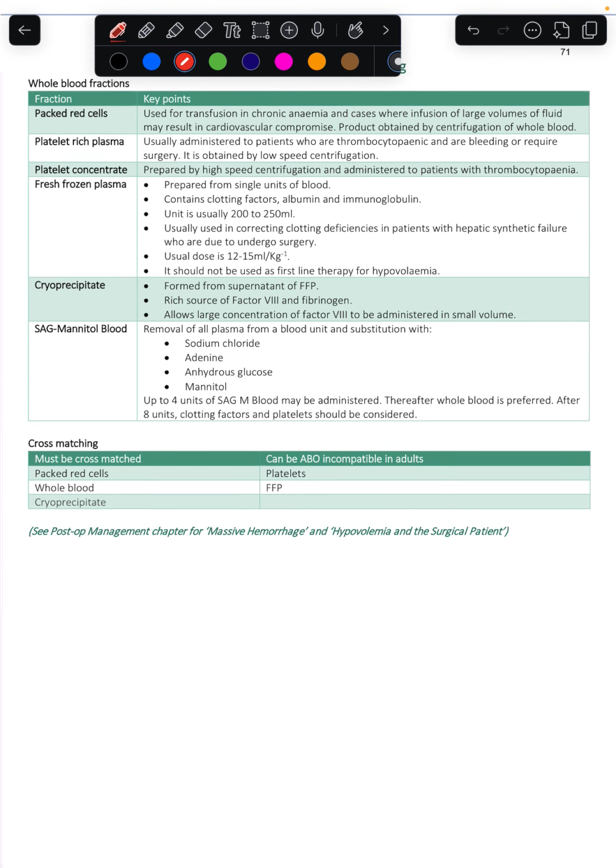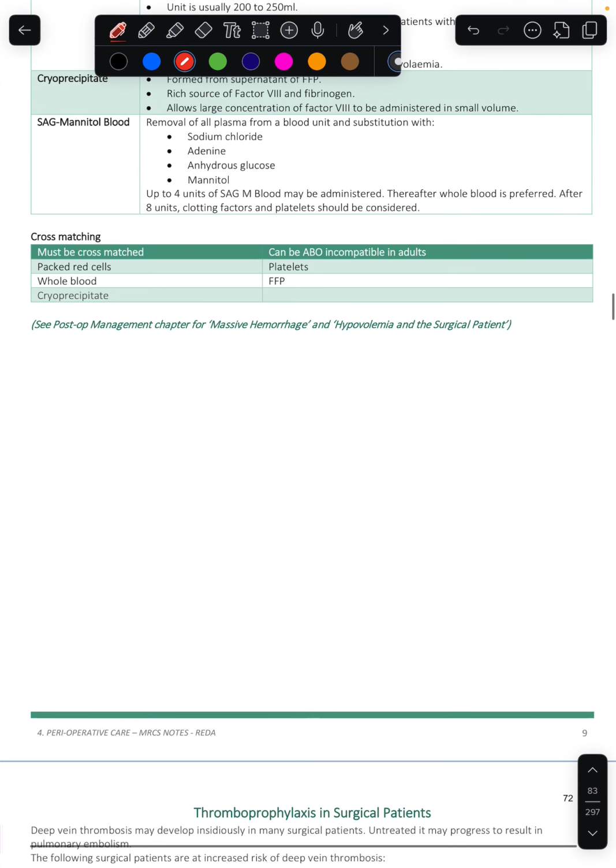Cryoprecipitate is formed from the supernatant, SAG mannitol. This must be cross-matched. Packed cells must be cross-matched, whole blood must be cross-matched, can be ABO incompatible, and platelets can be given.